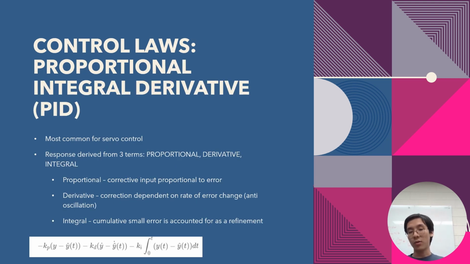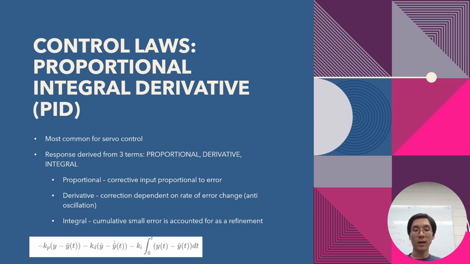The other control law, which is very common, is the proportional integral derivative technique, or PID for short. It's something you see in basically every aerospace control system, especially closed loop control systems. It's most common for servo control, like a servo motor you would use for an RC airplane.